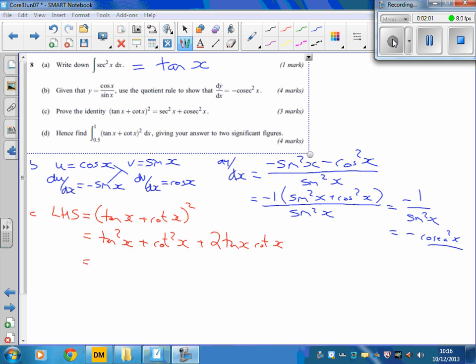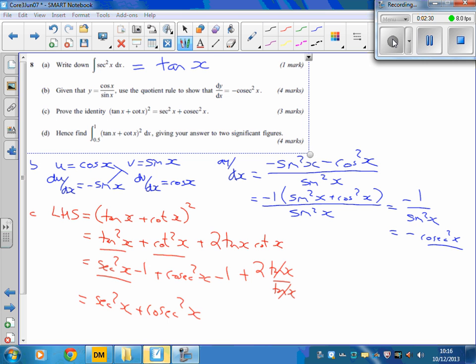Now, tan squared is exactly the same as sec squared x minus 1, isn't it? That's one of your formulas, you know. And cot squared is the same as cosec squared x, take away 1. And what's this? This is 2 times tan x over tan x, because cot is tan at the bottom. They cancel out, so we've got plus 2 on the end. So we've got sec squared x plus cosec squared x, which equals the right-hand side. And so we've proved it.